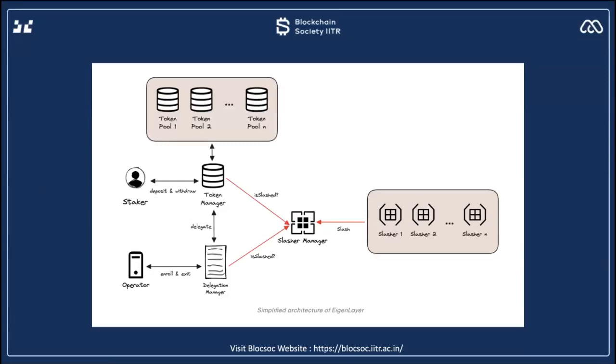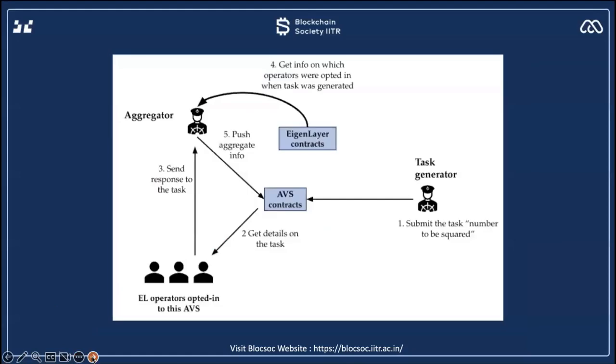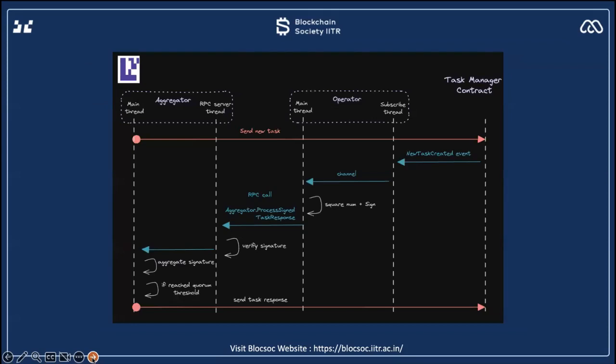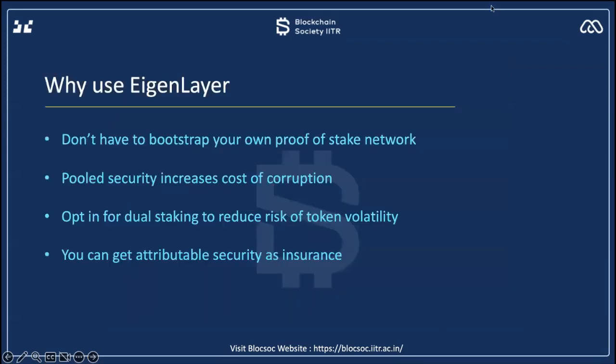Yeah, so that is basically the rough architecture of how EigenLayer works and the tokenomics behind it. So here is an architecture of an example of how it works, and I'll get to it later because I'd like to talk about why you need to use EigenLayer to bootstrap your network. That is what the lecture is about.